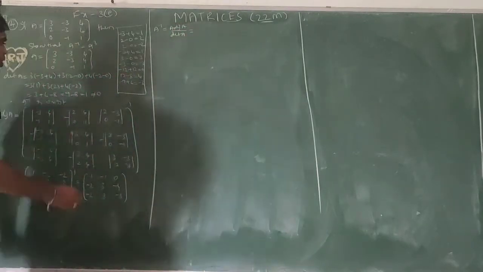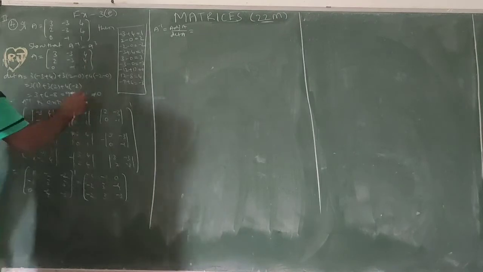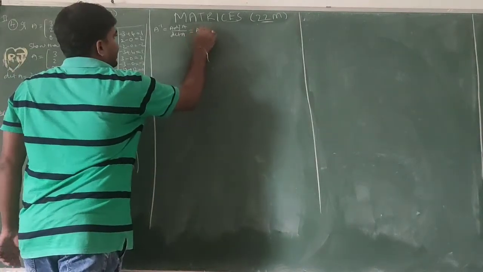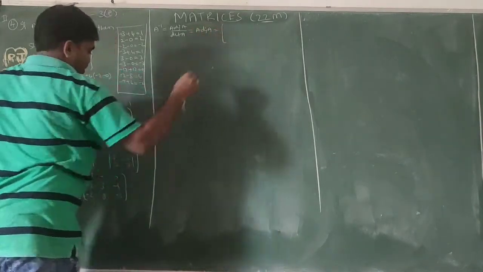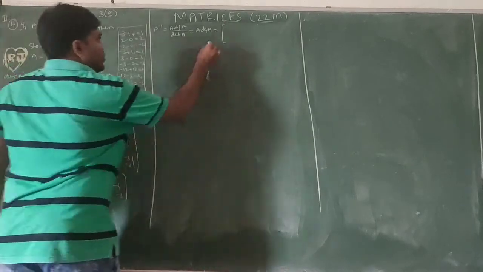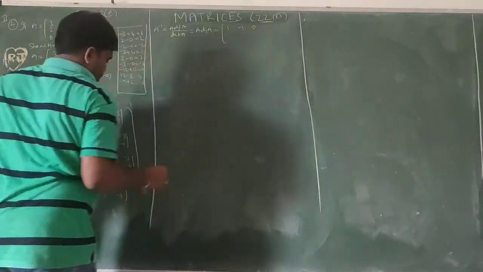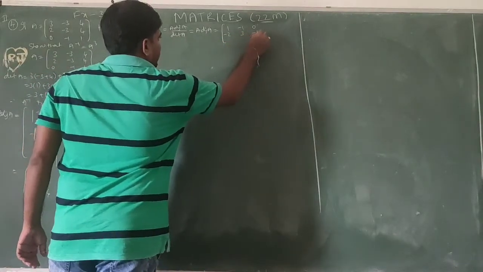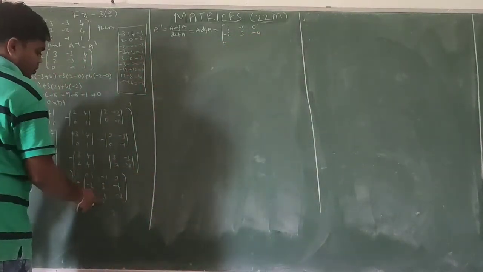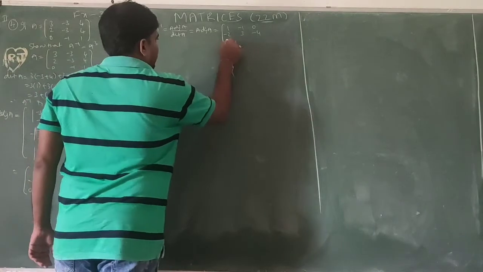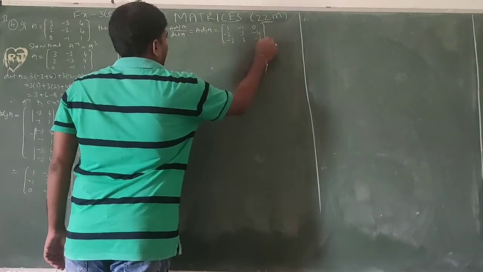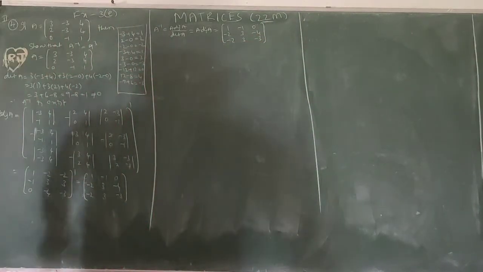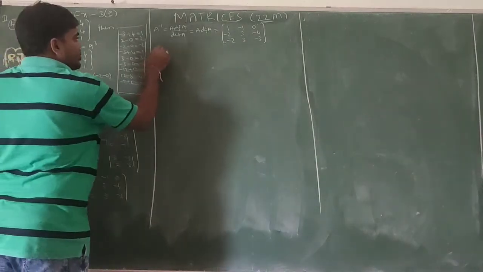So already we know determinant A is equal to 1. So it is equal to adjoint A. What is adjoint A? 1, -1, 0. Then -2, 3, -4. Next -2, 3, -3. So this is A inverse. Now we need to prove it equals A cube. A cube equals A into A into A. First I want to find A square.